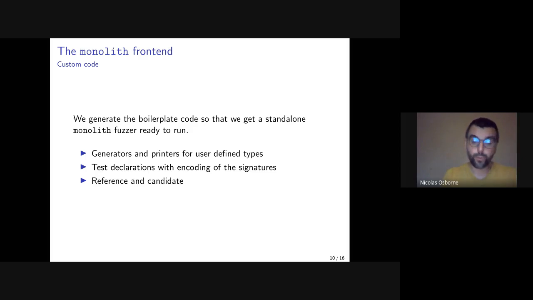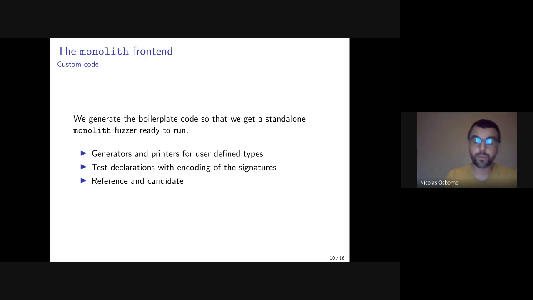Like every test framework, Monolith involves a lot of boilerplate code. In the case of Monolith, it mainly consists of the test declarations and data in the generators and serializer for user-defined types. Our front end leverages the typing information from the specifications to automatically generate them. Finally, we need a reference and a candidate module. We use the RAF code as a reference and the original code as a candidate.